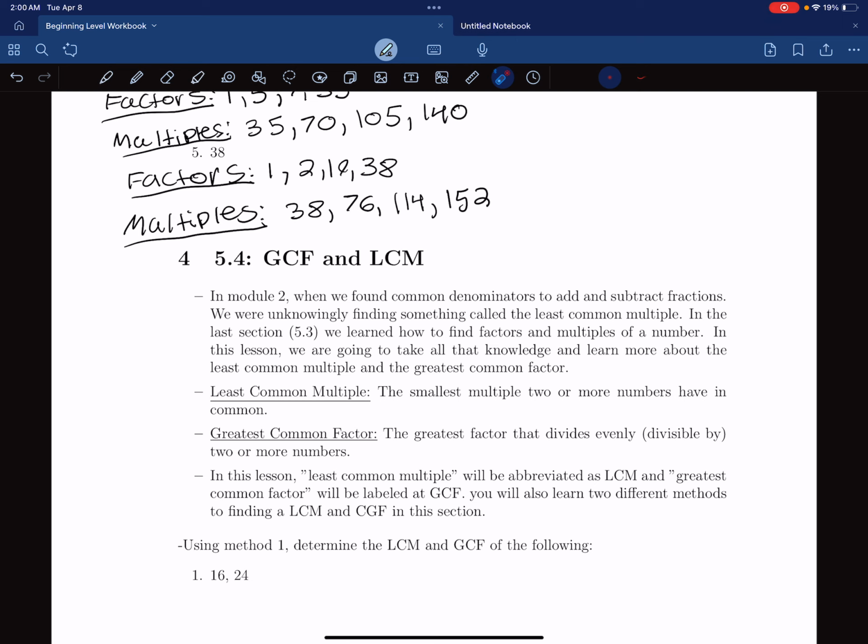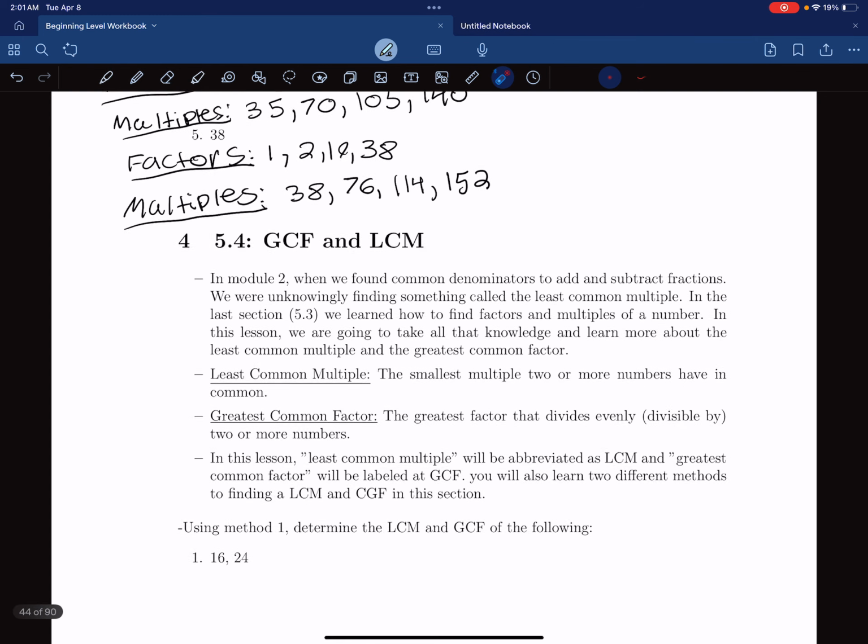And then our greatest common factor is the greatest factor that divides evenly into two or more numbers. So before, we were finding the factors of one number, and in this section, we're going to find the greatest factor, or the largest factor, that a set of numbers, or more than one number, can divide evenly into.